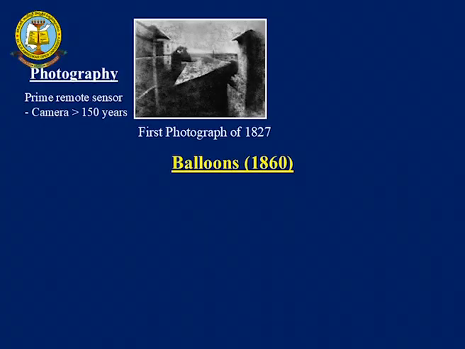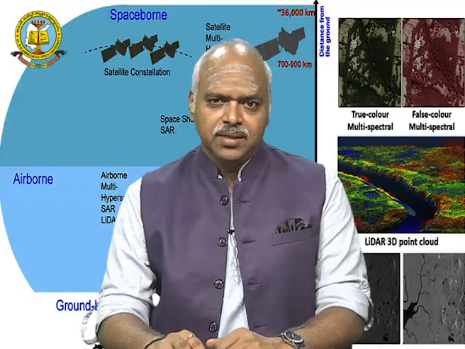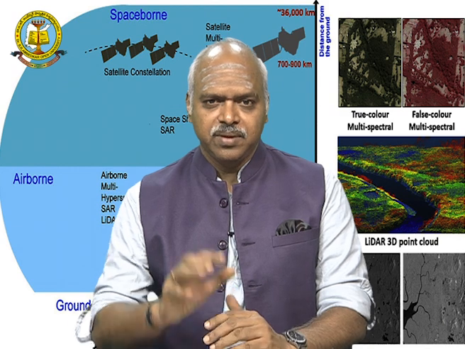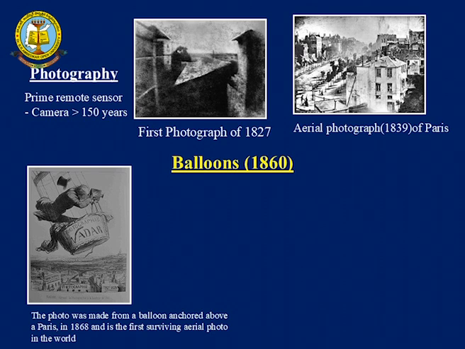This is the first photograph which was captured in 1827 using the camera, which was the starting of photographing. Then in 1839, this is an aerial photograph taken from a tall surface, maybe a building, and this is what we call typical proximal remote sensing. Then the idea of capturing the photograph from a certain height, which is what we call an aerial photograph, started around 1860, where balloons were used as one of the platforms.